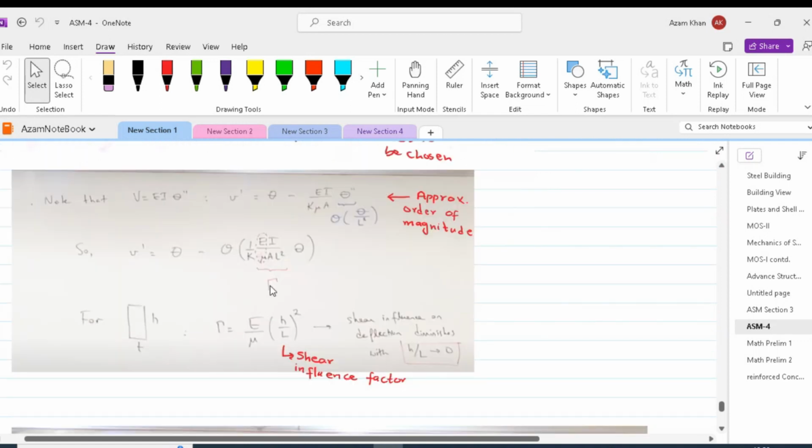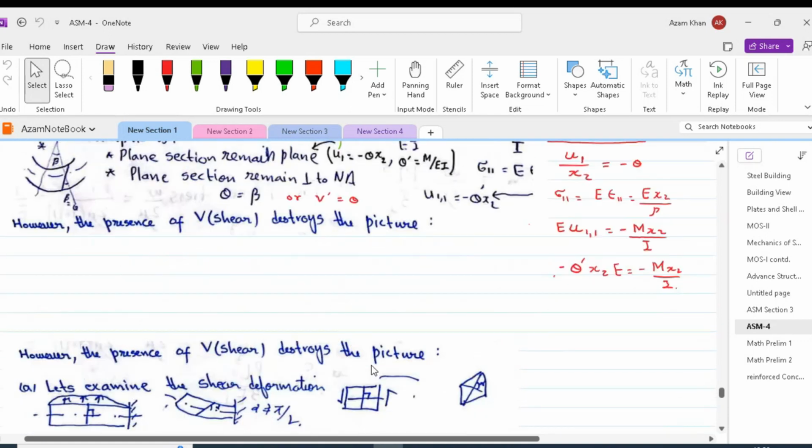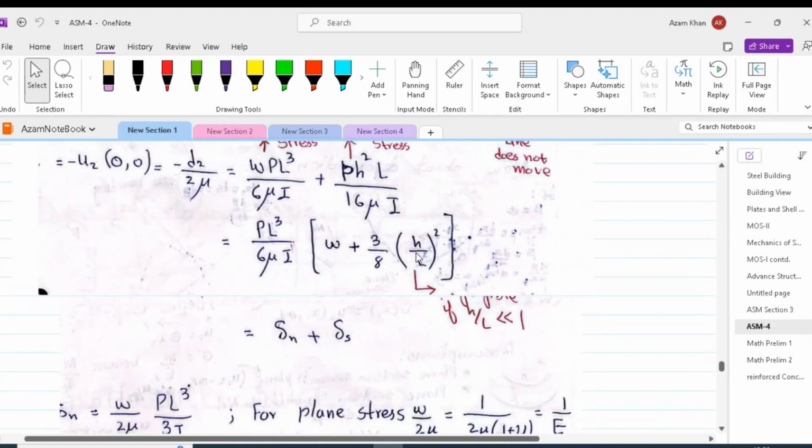This gamma factor can be worked out for different cross sections, such as gamma would be equal to E by mu small bracket h by L whole square for a rectangular beam having depth h and width t. This factor gamma comes out to be a function of h by L, or depth by length, which will become smaller if h by L tends to 0. Thus, h by L is called the shear influence factor, and this is the same factor which we considered in our cantilever beam problem previously.